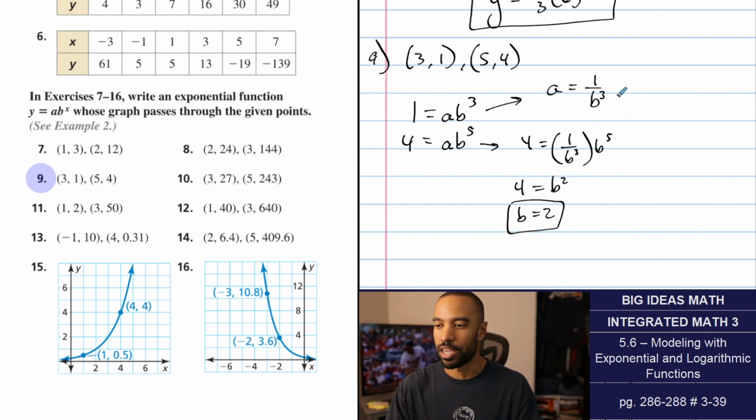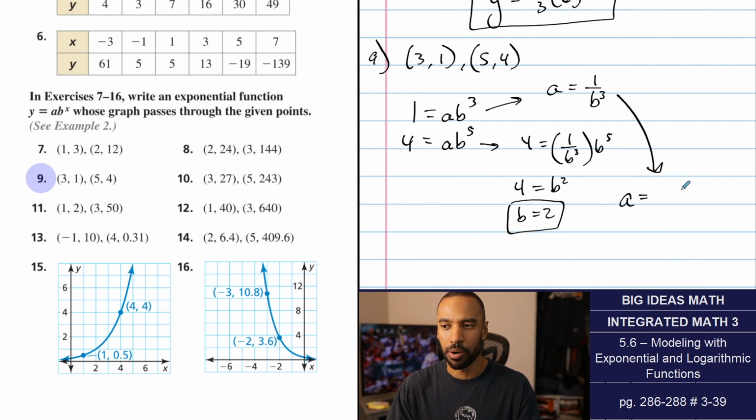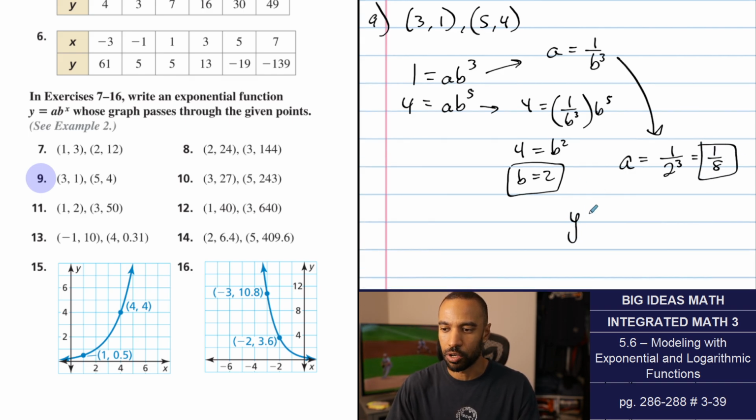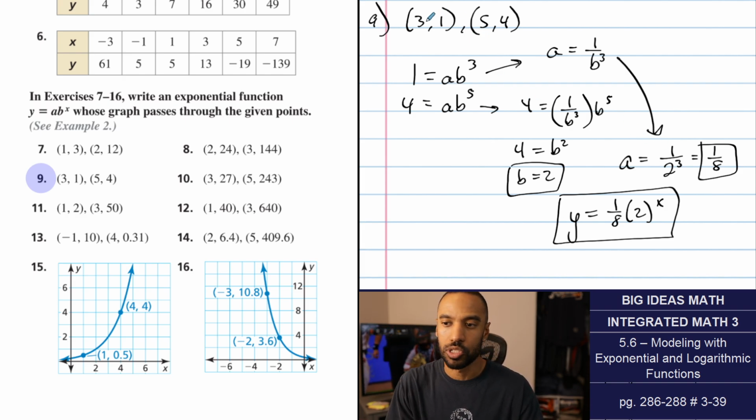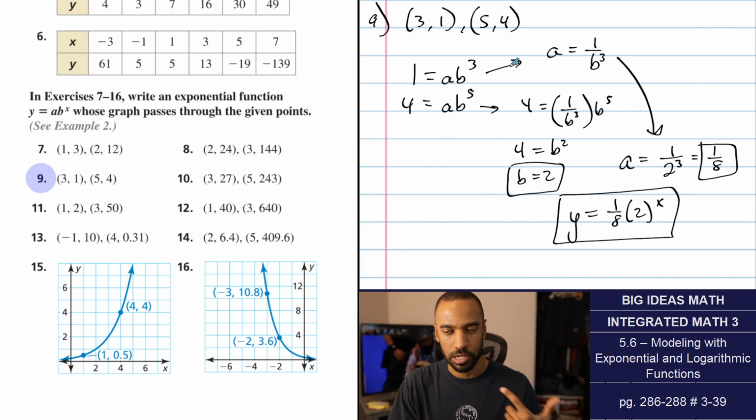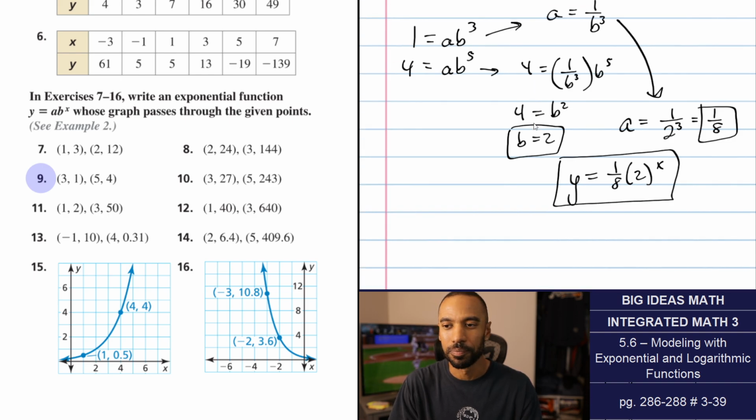Okay, as far as a goes, it's just arrows everywhere. A is 1 over 2 cubed, which is 1/8. So as far as an entire equation goes, this will be y equals 1/8, or 0.125, but 1/8 times 2 to the x power. Of course, you can double check all of these. You can substitute 3 into here. You can see if it's multiplying by 2 each time to get to those sets, all that kind of stuff. And I'm trusting it. It's looking pretty good.